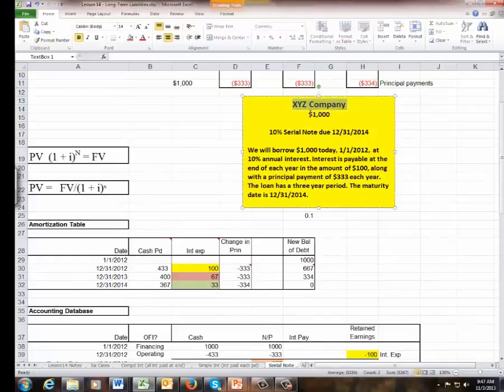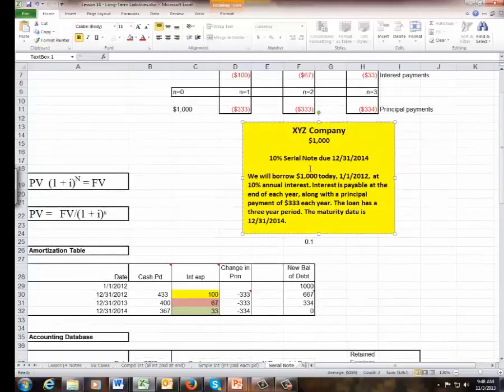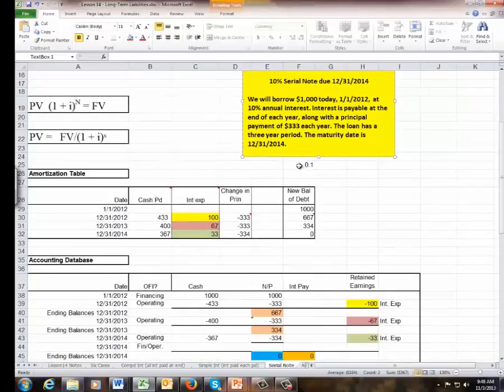XYZ Company agrees to borrow $1,000 today being January 1, 2012. We're going to pay 10% annual interest rate. But interest is payable at the end of each year in the amount of, in the first year would be $100, along with principal payment of $333 each year. And so interest is payable at the end of each year, but the amount of the interest expense will change slightly depending on the remaining value of the debt. So let's take a look at the amortization table here associated with this note. The interest rate is 10%. The amount borrowed is 1,000.